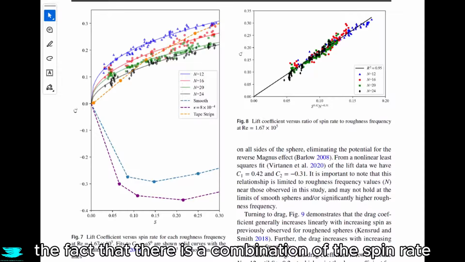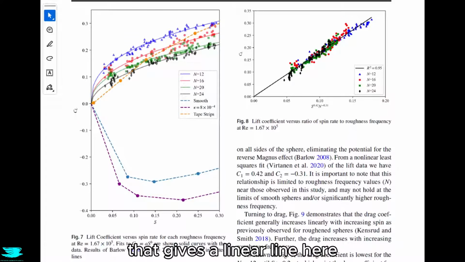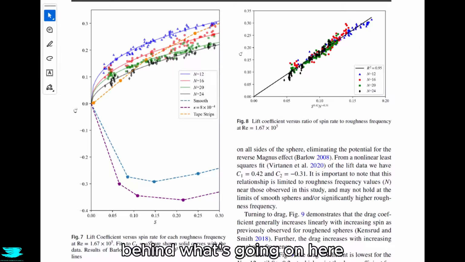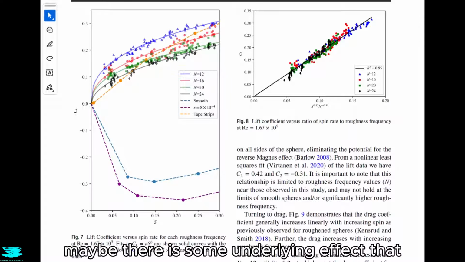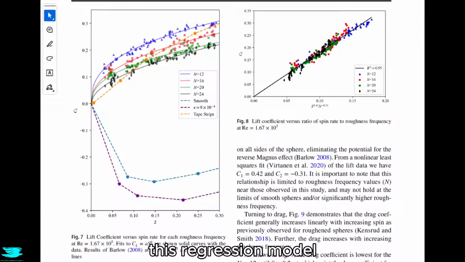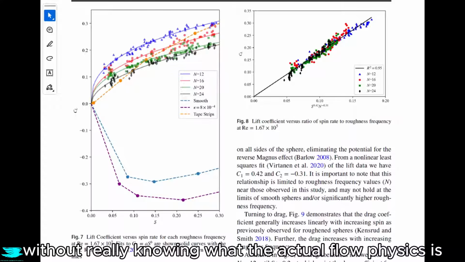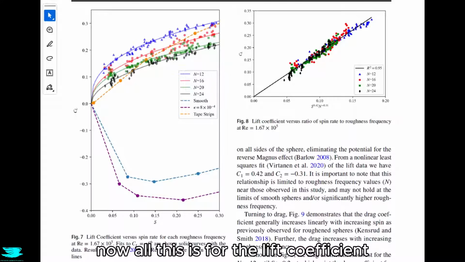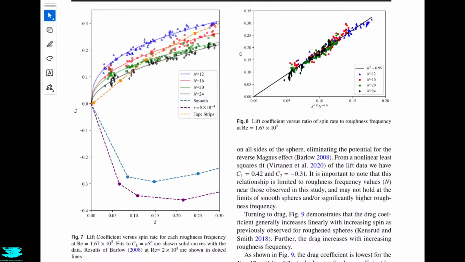But the fact that there is a combination of the spin rate and the roughness frequency that gives a linear line here is interesting. And I think that more investigation is needed into the flow physics behind what's going on here. Maybe there is some underlying effect that this regression model managed to capture without really knowing what the actual flow physics is. Now, all of this is for the lift coefficient. What about for the drag coefficient?